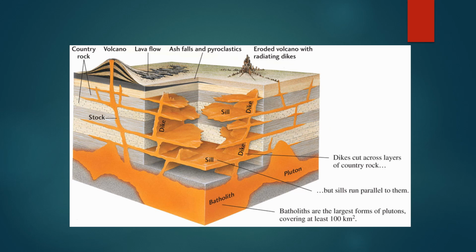Sills. A sill is a sheet-like body formed by injections of magma between parallel layers of pre-existing bedded rock. Dikes are also sheet-like intrusive bodies, but dikes cut across layers of bedding in the country rock.